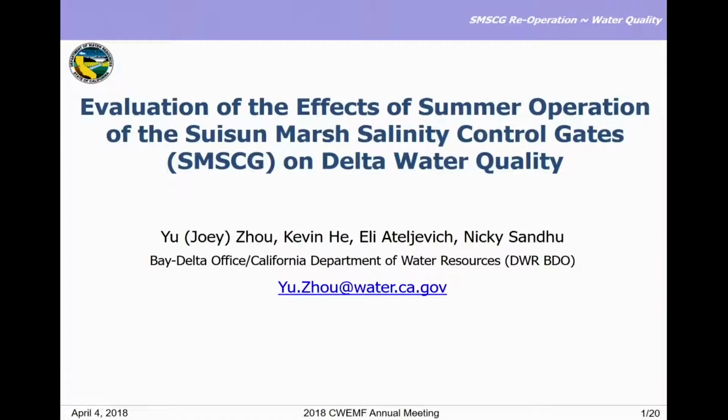The short talk I'm going to give is about one of our recent DSM2 modeling practices. It's on evaluation of the summer operation of the Suisun Marsh salinity control gate, about its effect on the delta-wide water quality. This is an in-progress project we started early this year. So what I'm going to show is some preliminary results and to share with you how we use this model.